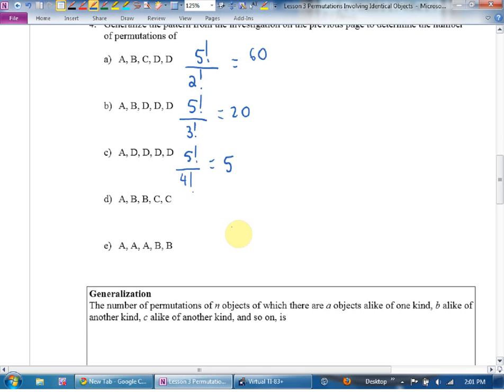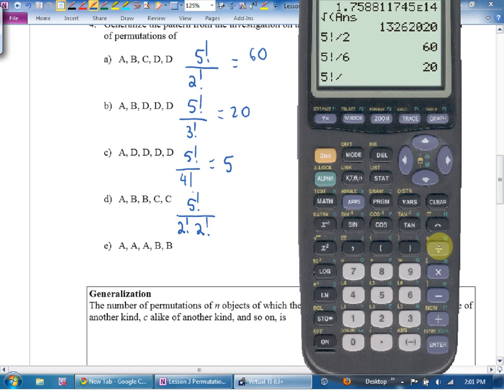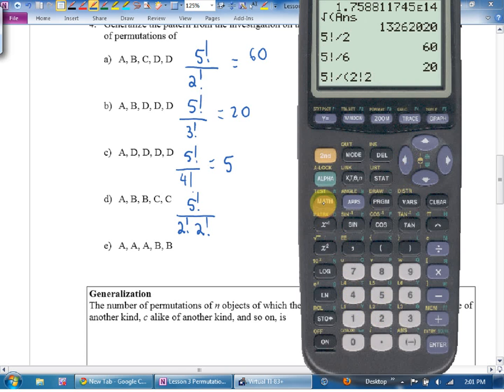D. How many letters grand total? How many B's? How many C's? Now again, you can, if you want to, go 5 math, boom, factorial, divided by, how many numbers are on the bottom? 2 brackets. And you can go 2 math, boom, factorial, 2 math, boom, factorial. Or I would go, that's 2 times 2, it's 4. It's much faster to type. I don't care, though. You can use your calculator.